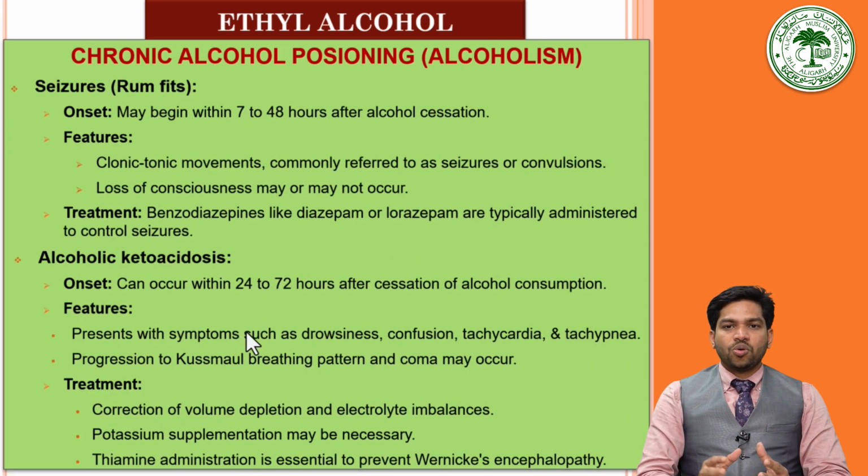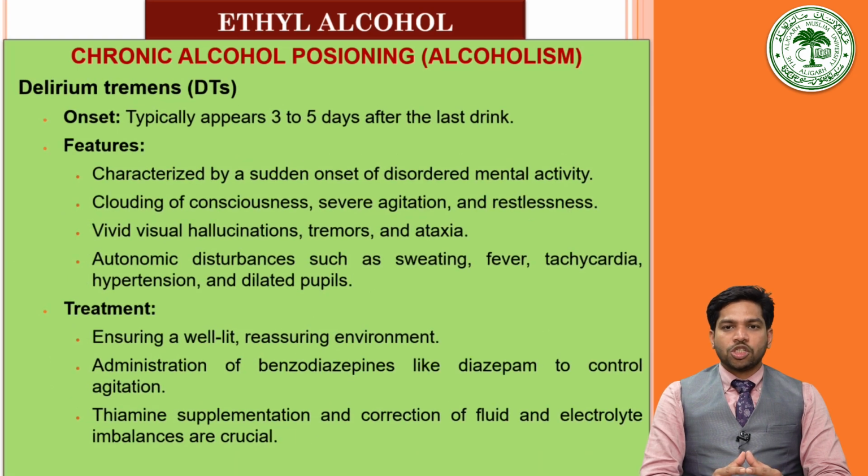Then the remaining two important alcohol withdrawal syndromes, that is delirium tremens and Wernicke-Korsakoff psychosis. Delirium tremens occurs around 3 to 5 days after the last drink, characterized by sudden onset of disordered mental activity, clouding of consciousness, severe agitation and restlessness. There is vivid visual hallucination, tremors and ataxia. Autonomic disturbances such as sweating, fever, tachycardia, hypertension and dilated pupils are seen.